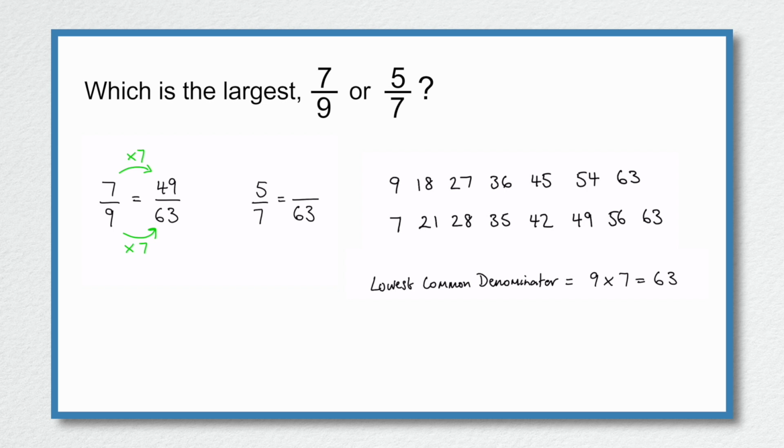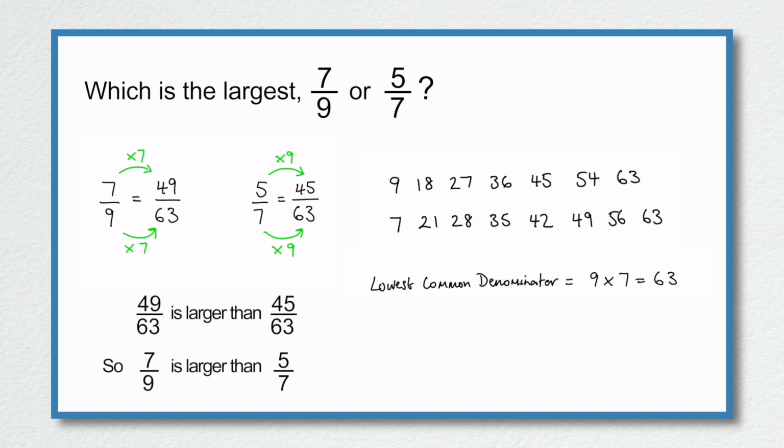As for 5/7, well, 5/7 is equal to something over 63. 7 multiplied by 9 is equal to 63. I now have to multiply the numerator by 9. Well, 5 9s are 45. We can now easily compare our two fractions, 49 over 63 and 45 over 63. Well, 49 over 63 is larger than 45 over 63, so 7/9 is greater than 5/7.